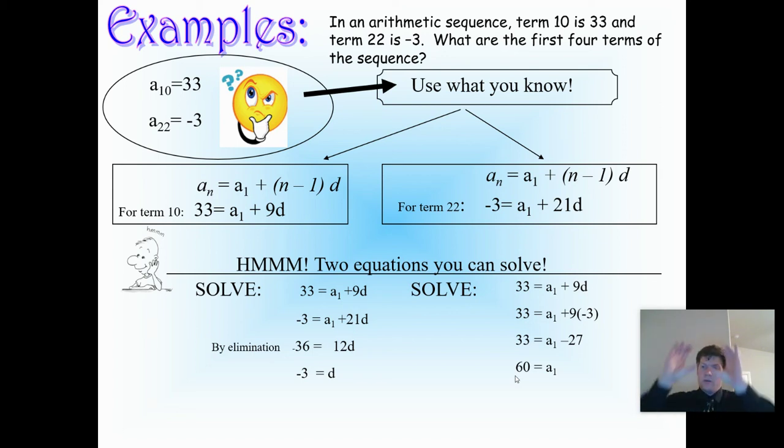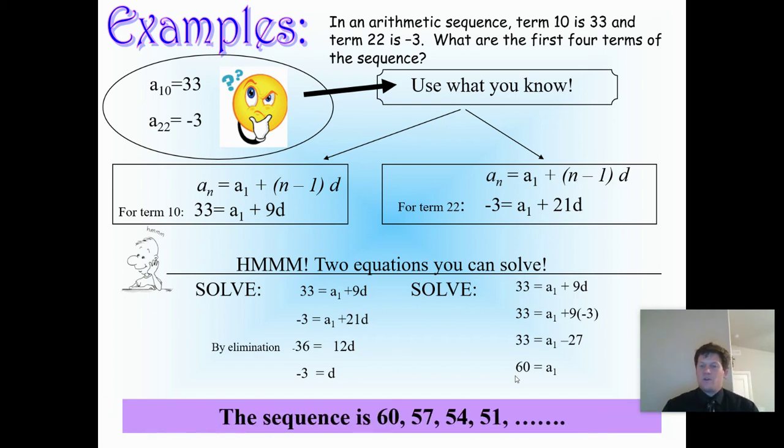So I'm going to start with 60 and subtract 3 every time, and I can find my first four terms: 60, 57, 54, 51. And if I continued this sequence to the 10th term, I'll have 33, which was given to us in the problem. And if I continue that even more, the 22nd term will be -3.